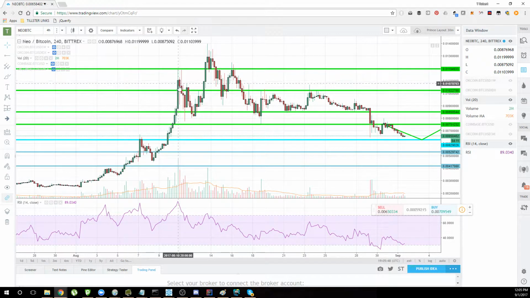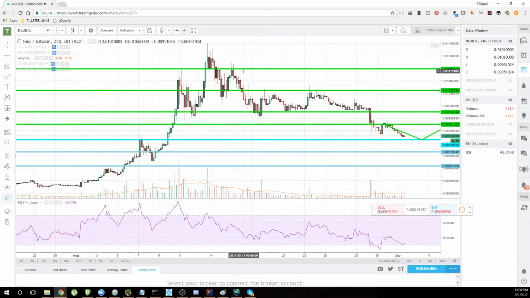What is this telling us? Well, this is 3 tops right here. 3 tests of a resistance line is a sign. This is something that happens over and over and over in the market again, especially when you see a really nice break above and then a lower break below.